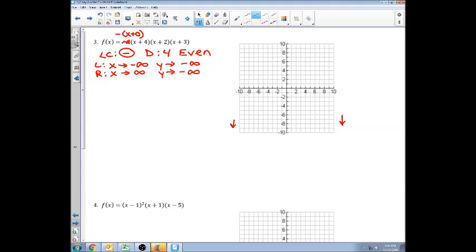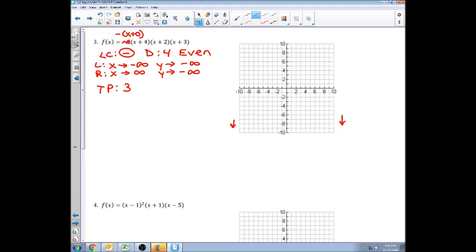Once I have found my degree and figured out my end behavior, then I look at my maximum number of turning points. Well, my degree is 4, so it's 1 less than that. So I'm going to have 3 times where I'm going to turn on this graph. The next step is to find our x-intercepts. This is one reason why I added the x plus 0, is for my x-intercepts.